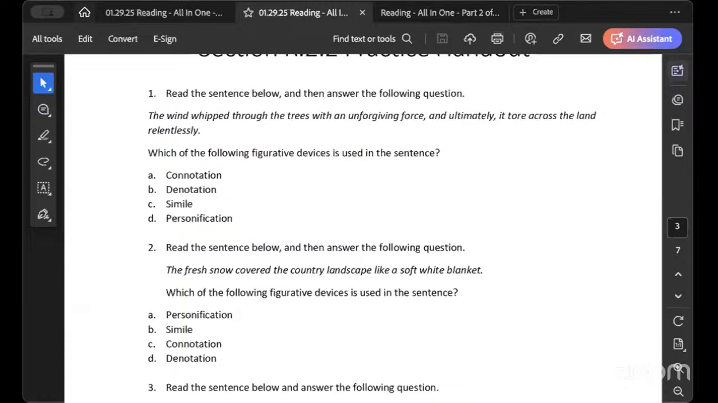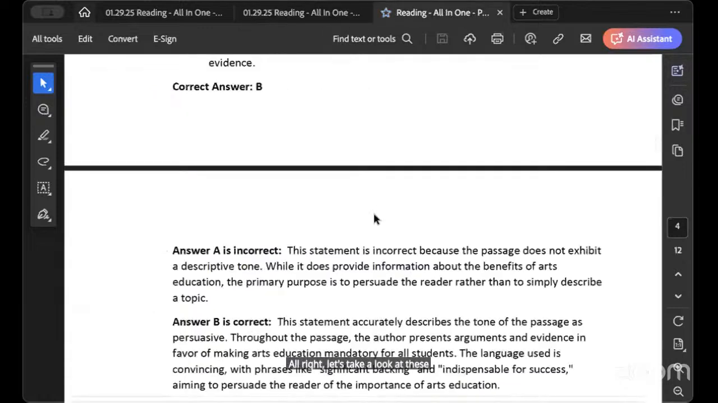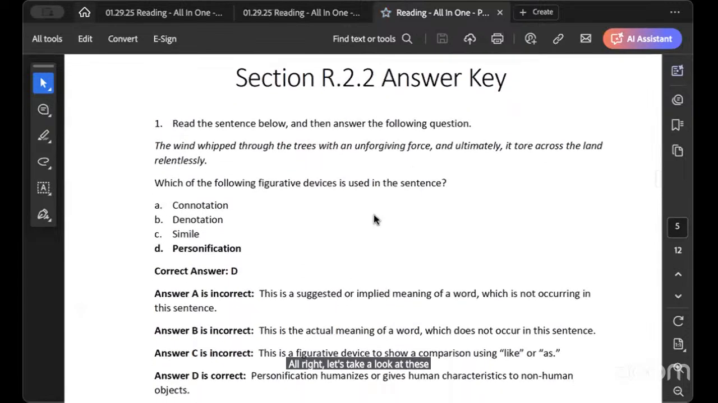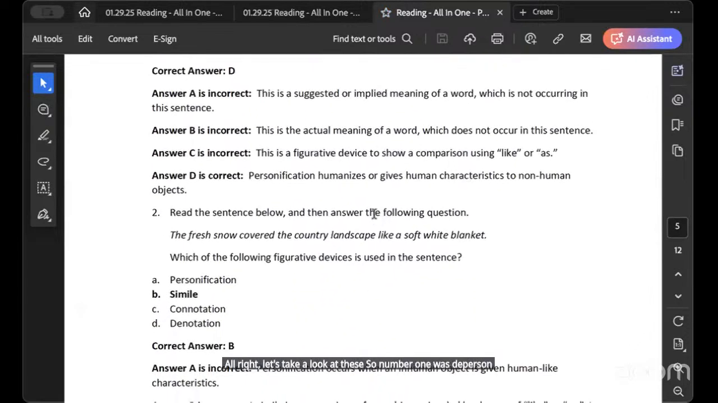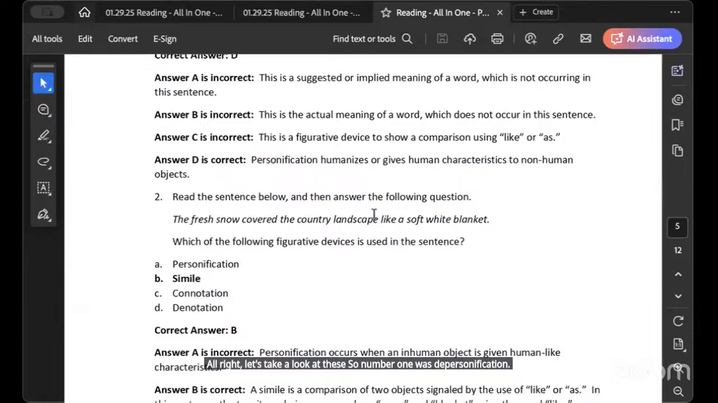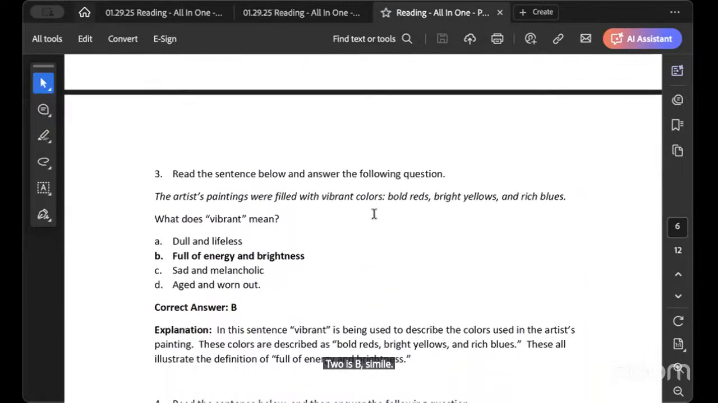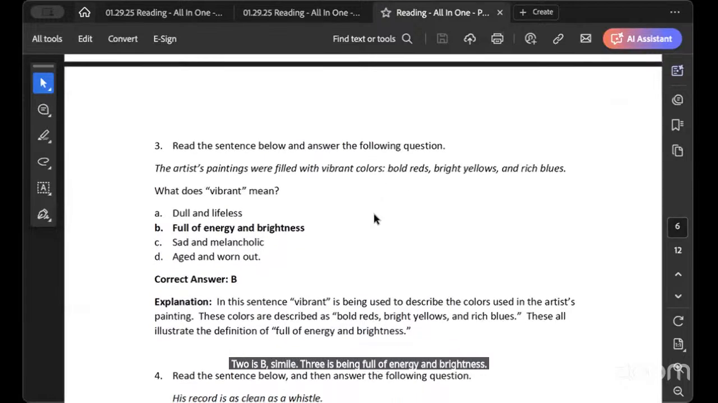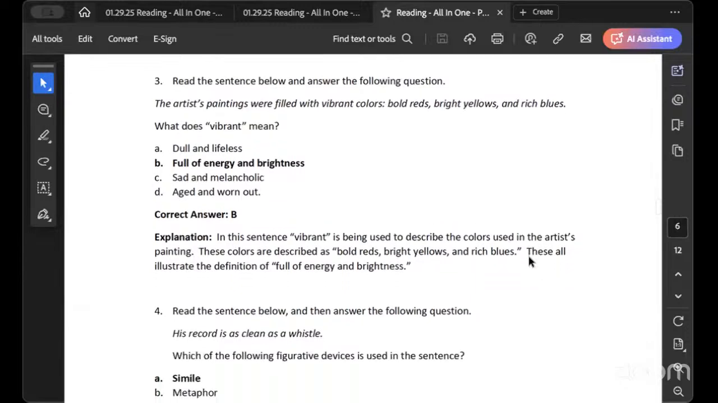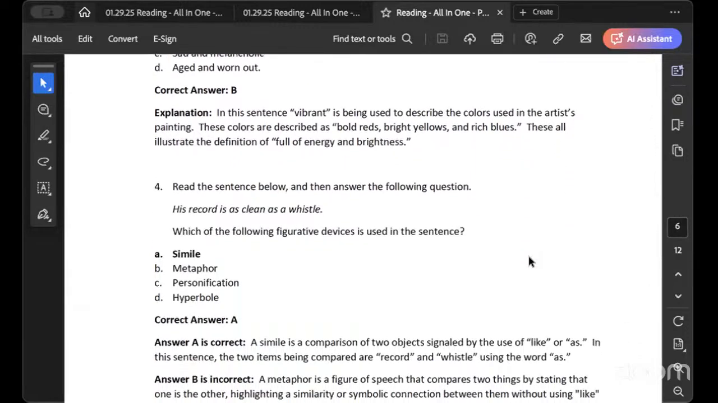All right, let's take a look at these. So number 1 was D, personification. 2 is B, simile. 3 is B, full of energy and brightness. And number 4 was A, simile.